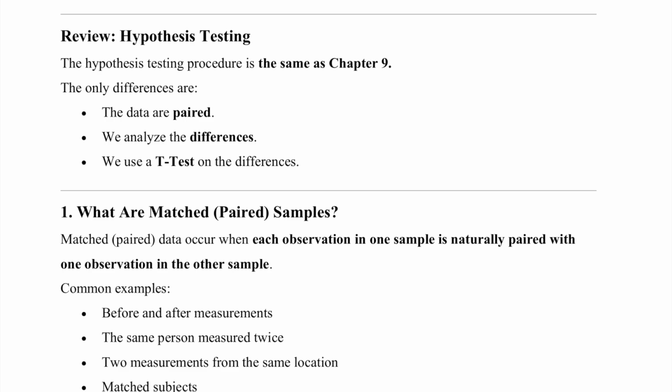The hypothesis testing procedure is exactly the same as Chapter 9. If you have already learned hypothesis testing from Chapter 9, the good news is that the overall process hasn't changed. The only difference is that our data are now paired. Instead of comparing two separate samples, we'll calculate the difference for each pair and perform a t-test on those differences.